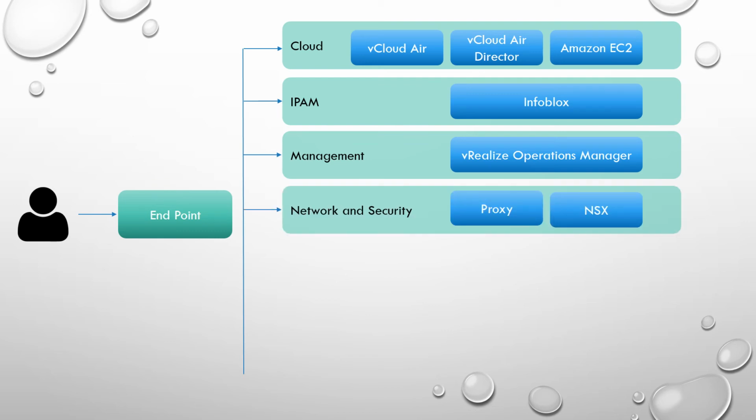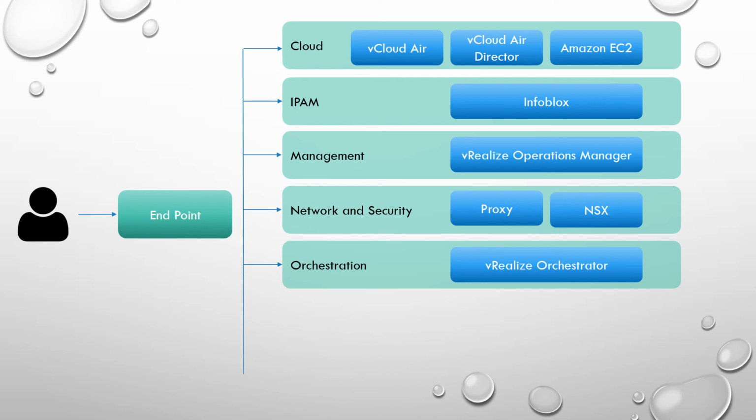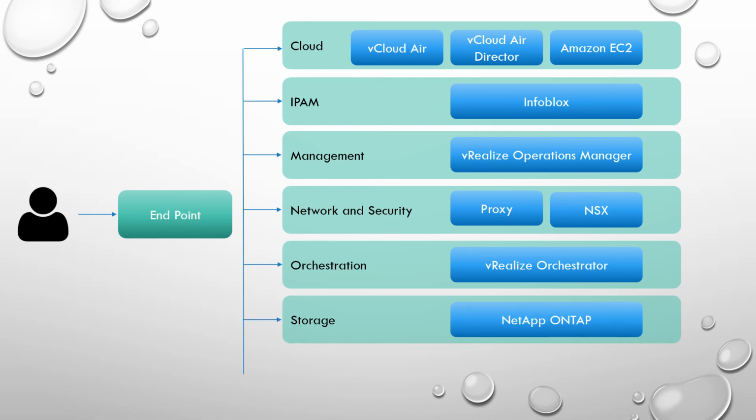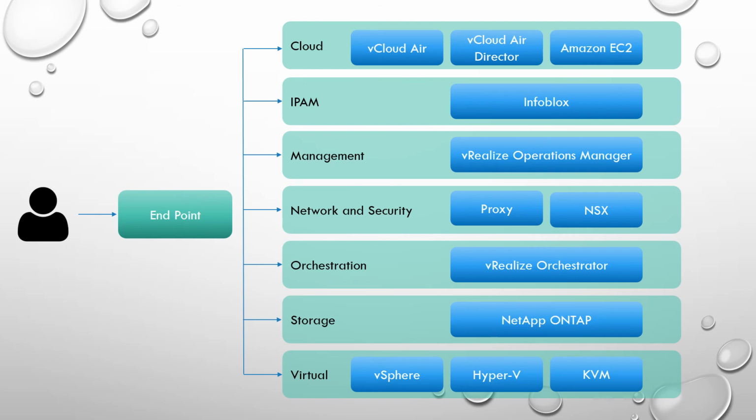Then there is network and security. This category contains the proxy and NSX endpoint types. A proxy endpoint can be associated to an Amazon, vCloud Air, or vCloud Director endpoint. An NSX endpoint can be associated to a vSphere endpoint. Then we have the orchestration endpoint. This category contains the vRealize Orchestrator endpoint only. Next up is the storage endpoint. This will have the NetApp ONTAP endpoint. Then we have the virtual category, which contains the vSphere, Hyper-V, that is your SCVMM, and KVM, RHEV endpoints.